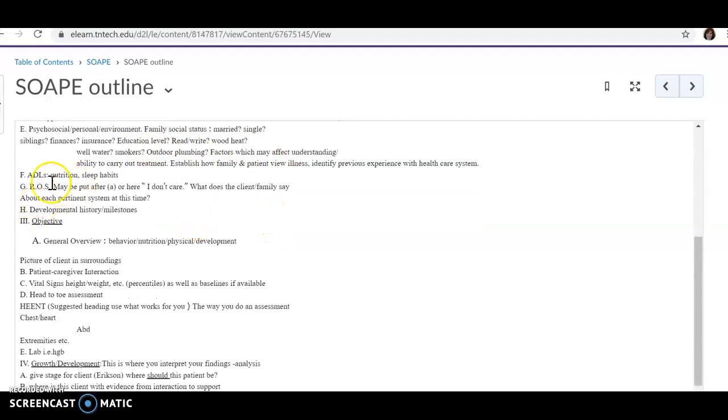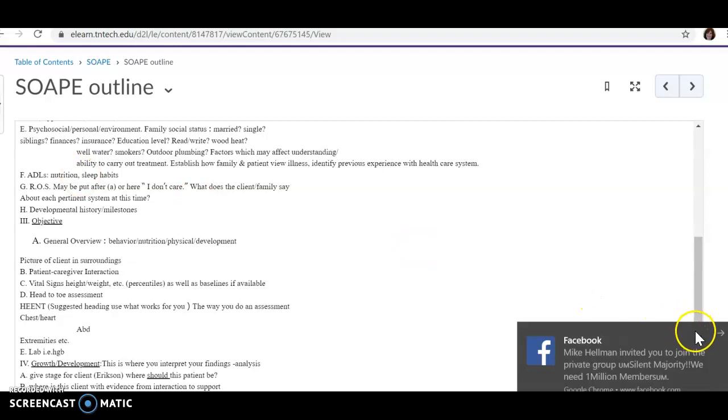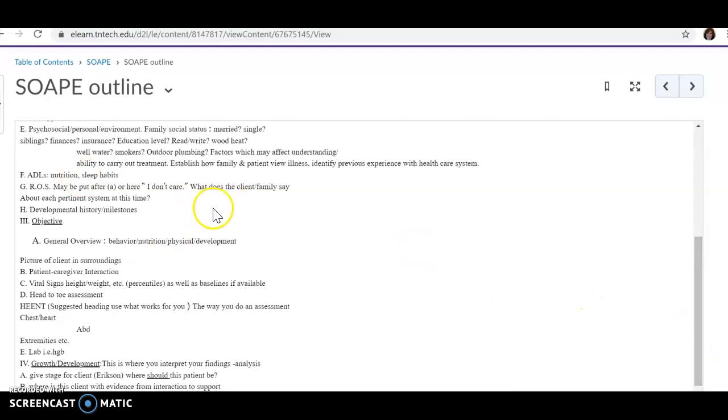For your ADLs, you're going to ask them about, so sorry about that, nutrition. And you're going to ask them about sleep habits, and you need to get some specific information. Do you sleep well at night? Yes, you do. Well, how many hours of sleep is that? And how often do you get up to go to the restroom in the middle of the night? Those types of questions. You're going to put that under ADLs.